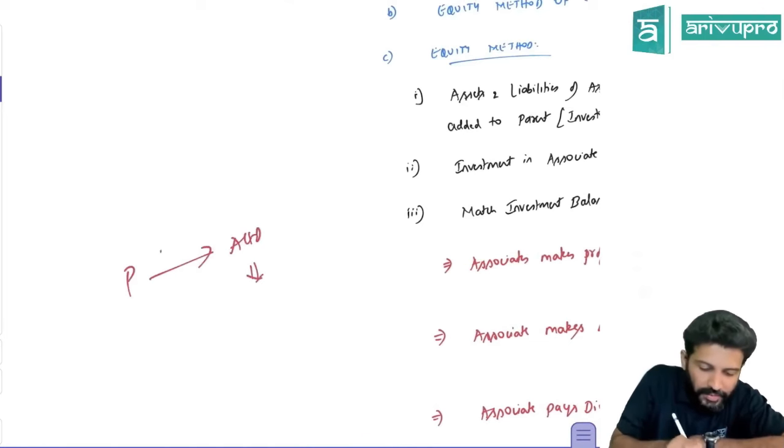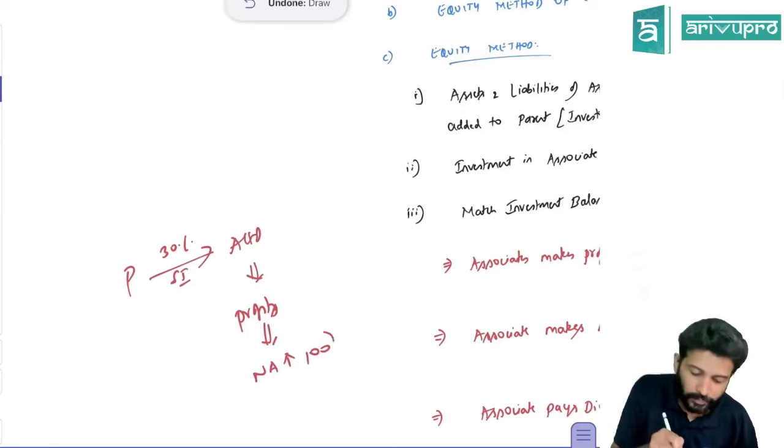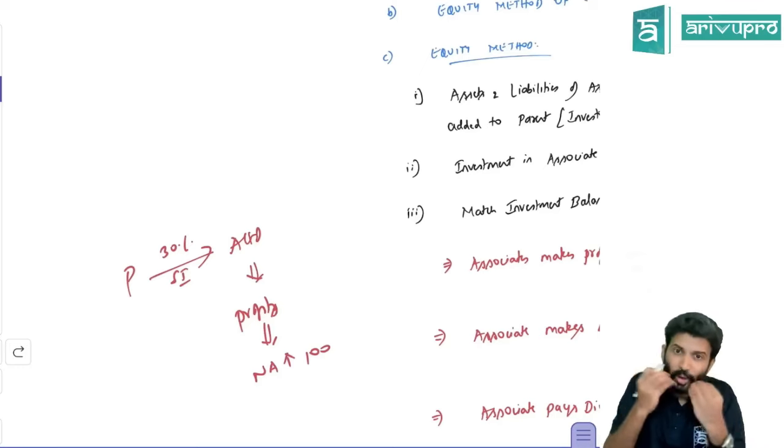Okay, let's say we have invested 30%. With 30%, we get significant influence. If associate company makes profit, this company A Limited's net asset will increase. If their net asset increases by, let's say, 100 rupees, we are also a shareholder in that company. That means of this 100 rupees increase, 30% is ours only. Yes, that means we'll also have a happy face.